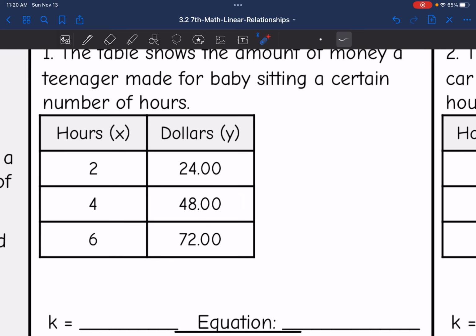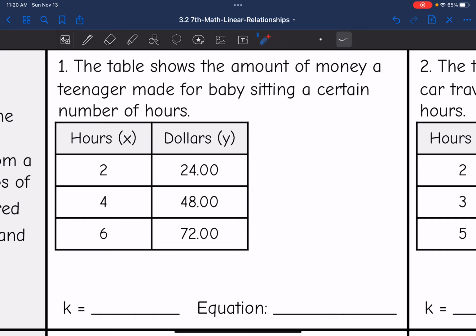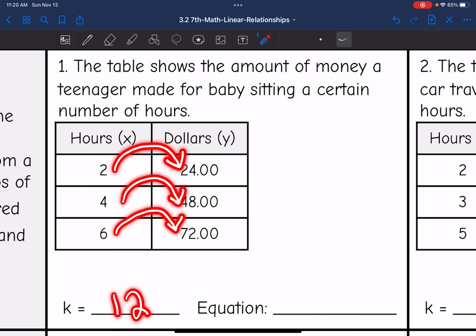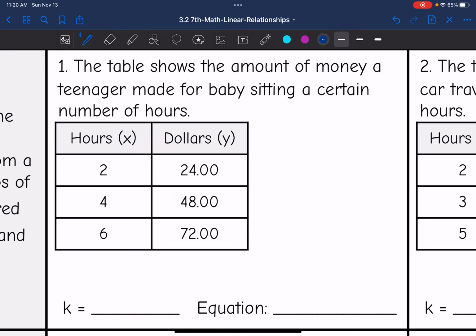So let's look at number 1. It says the table shows the amount of money a teenager made for babysitting on a certain number of hours. So if you notice, 2 times 12 would be 24, 4 times 12 would be 48, and 6 times 12 would be 72. So I believe that the constant is 12. But the way we would know that for sure is by finding k by doing y divided by x. So I'm just going to verify that with the first ordered pair of 2, 24. So I would do 24 divided by 2 to get the constant, and 24 divided by 2 is 12.